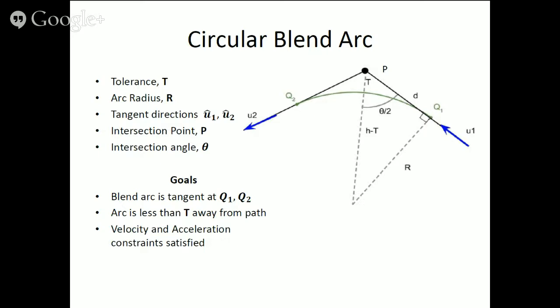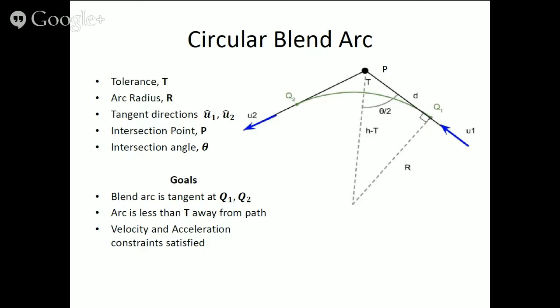And so this slide is just breaking down some of the terminology. We've got a tolerance, the radius, the tangential directions along each segment, the intersection point, which is the point where the two segments touch, and then the angle formed at that intersection. It's labeled, the whole angle is theta, but what's drawn there is theta over 2. That's half of the intersection angle. So the vertical dotted line is basically a bisector of theta.